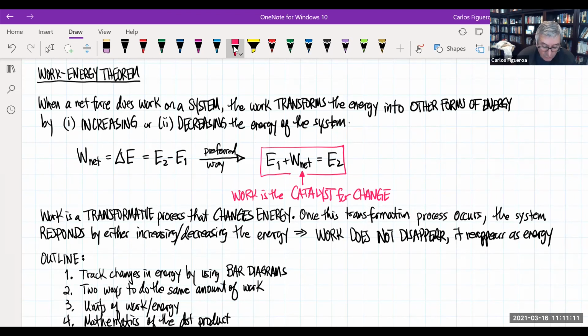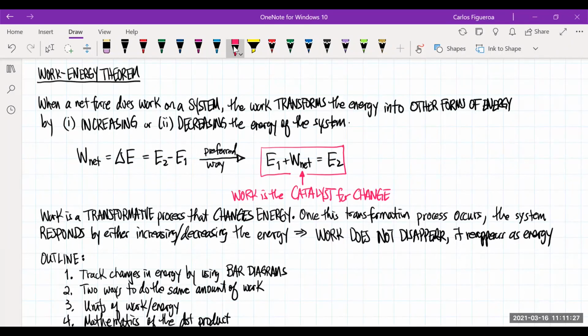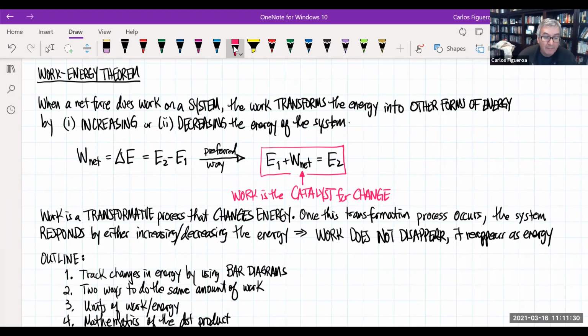Work is a transformative process, is what I said last time. And once this transformation process occurs, the system responds by either increasing or decreasing the total energy. So the work doesn't disappear, it just reappears as energy. So in essence, work and energy are really one coin, but two different sides of the coin.